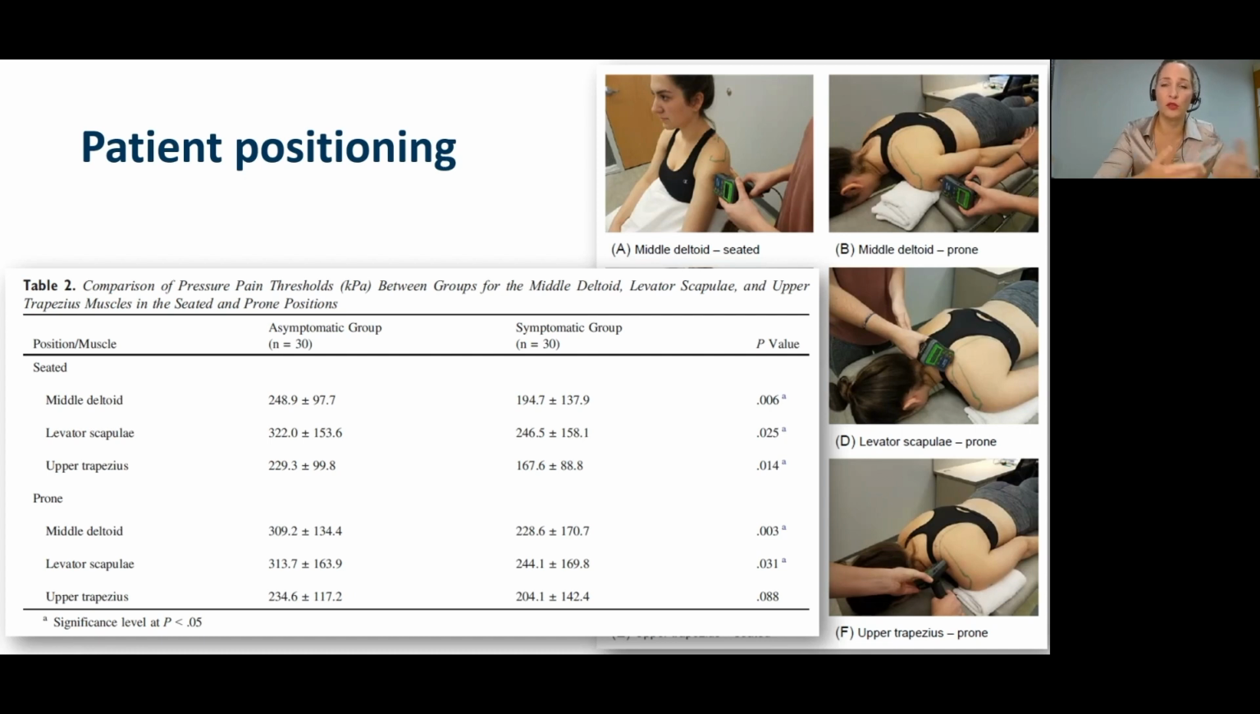When you're doing your study, make sure that you can test all your patients in the same position. For instance, you cannot have one patient sitting and the other one lying down. It's not the same test, and it will give you not clean results.